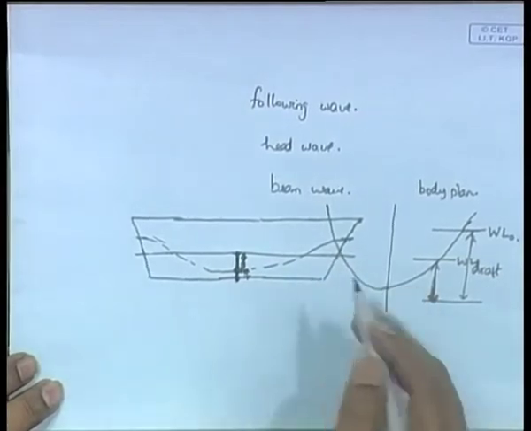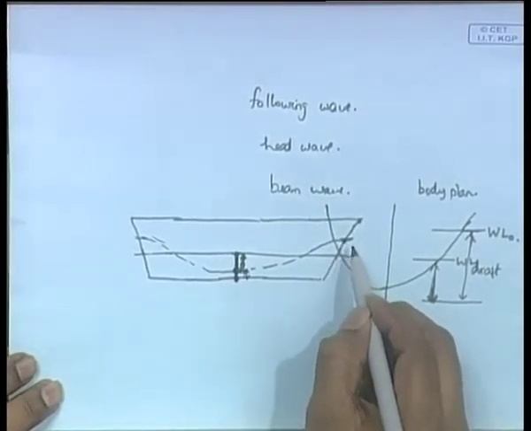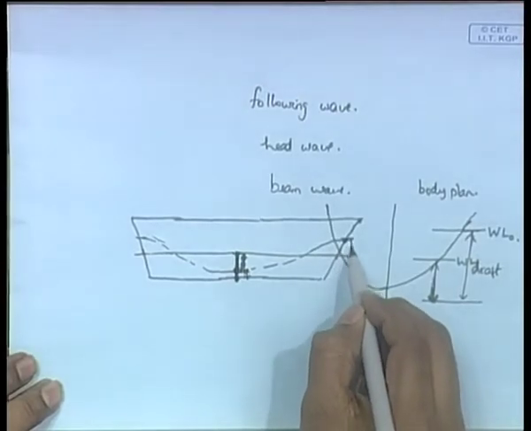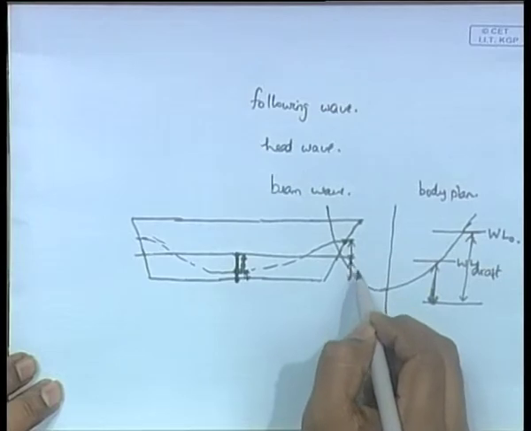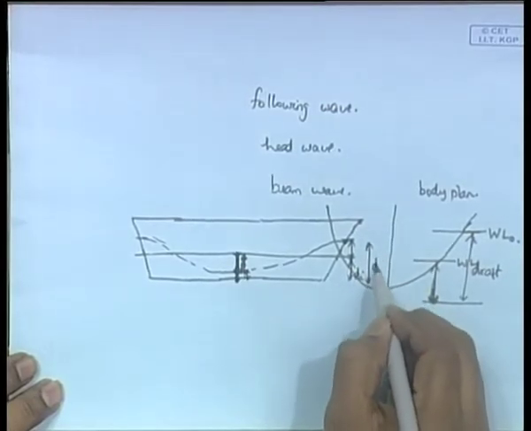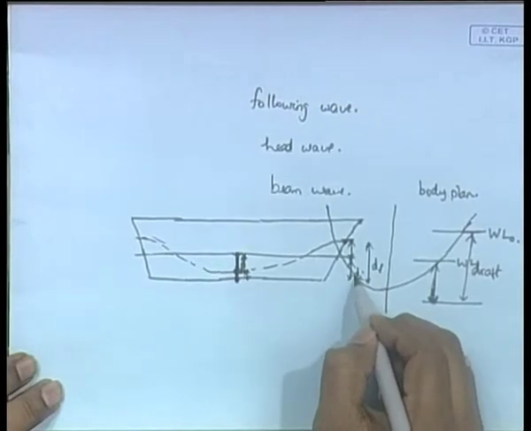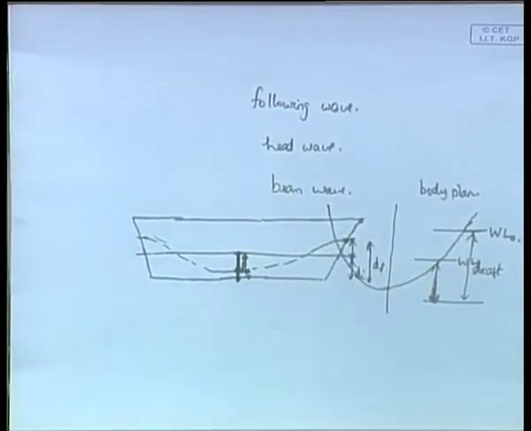But when you go to the forward part of the ship, you see that here there is an increase in draft. Initially the draft was only this much, D initial, and the final draft is this, D final. There is a change from D initial to D final. So, the final draft in the forward part is much more than the initial draft in the absence of a wave.